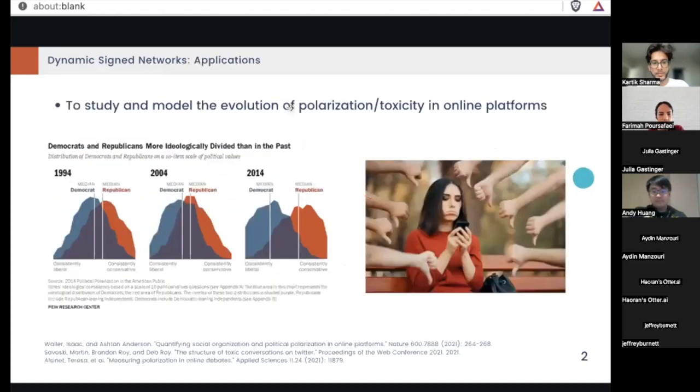So what are the applications of dynamic sign networks? Multiple applications can be found. One would be to study and model the evolution of polarization or toxicity in online platforms, where people can interact with each other both positively and negatively. This interaction evolves temporally, and we would like to study how toxicity spreads, or how platforms become polarized based on their online discussions.